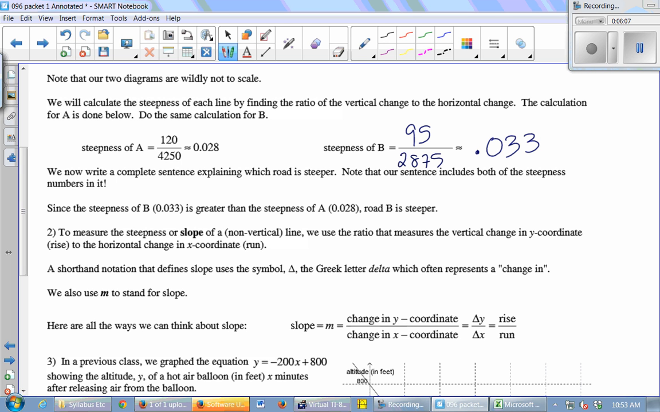So we'll write a complete sentence. It should include both steepness numbers in it. I'll say, since the steepness of B, 0.033, is greater than the steepness of A, 0.028, road B is steeper. Okay, so there's my sentence.